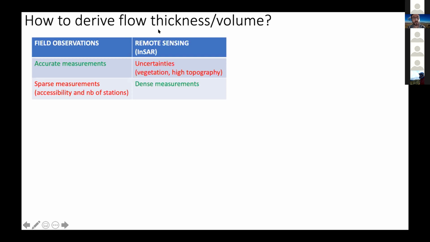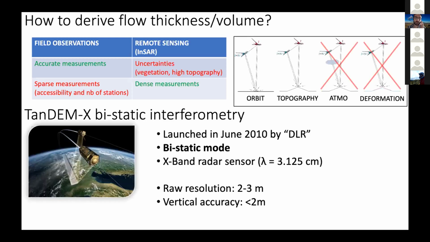That's why we also look at remote sensing, and InSAR in particular. In this case, you have dense measurements with good spatial resolution, but the uncertainties can be high due to vegetation, some processing aspects, and also the high topography. So for this talk, I'm going to use TanDEM-X bistatic interferometry.